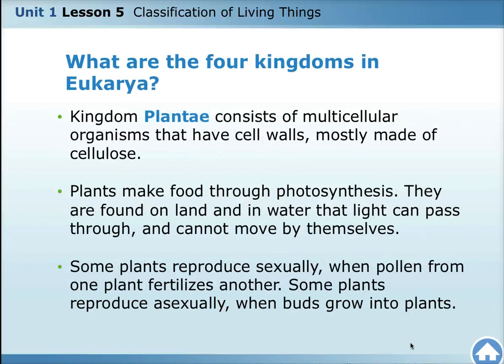Kingdom Plantae consists of multicellular organisms that have cell walls, mostly made of cellulose. Plants make food through photosynthesis. They are found on land and in water that light can pass through, and cannot move by themselves. Some plants reproduce sexually when pollen from one plant fertilizes another. Some plants reproduce asexually when buds grow into plants.